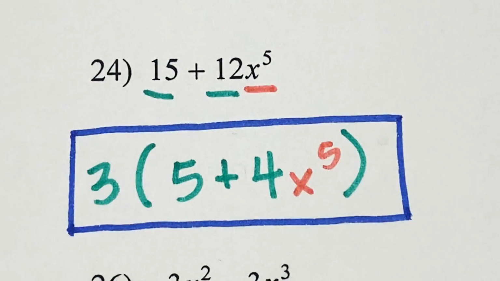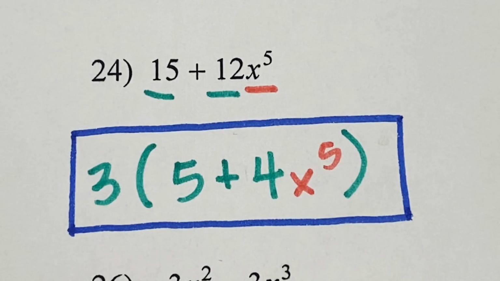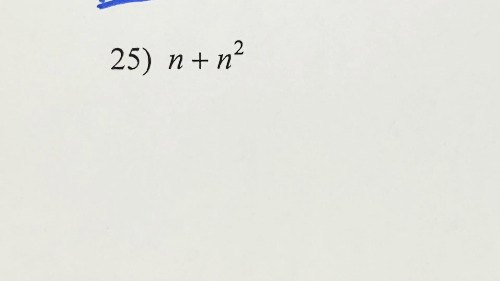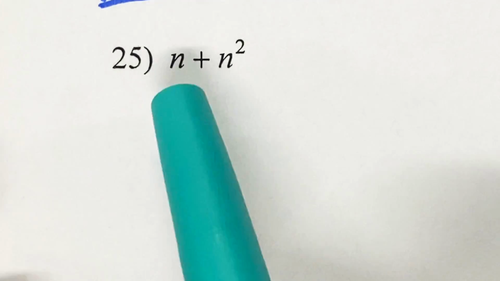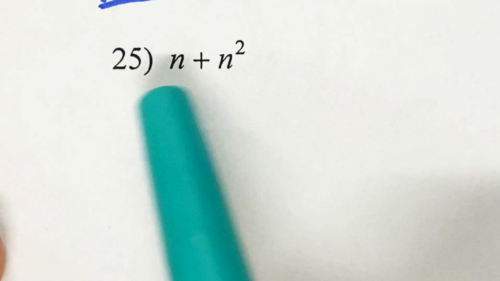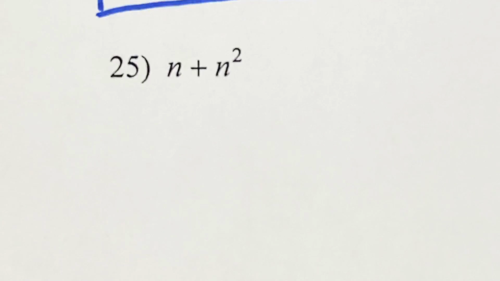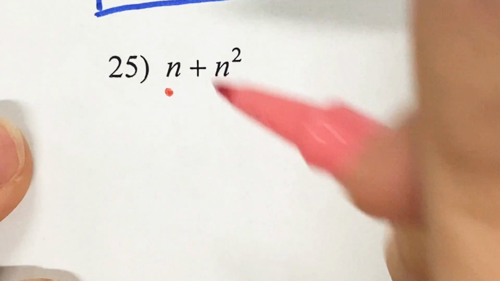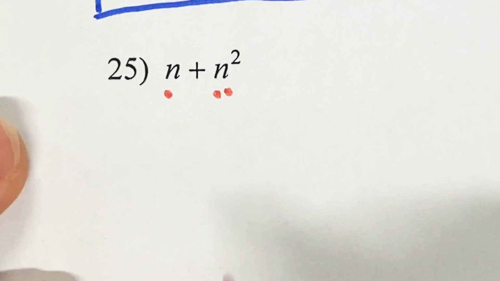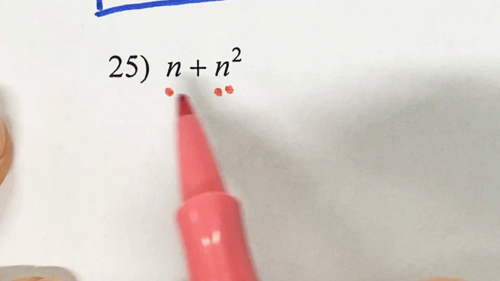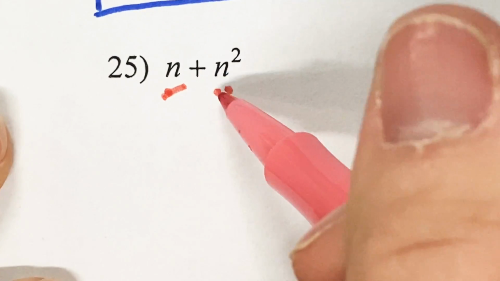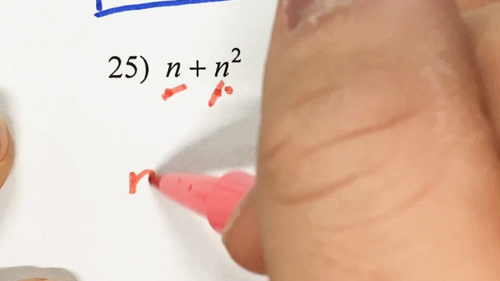Okay, let's look at 25. This one looks a little different. Do you see any numbers, any coefficients in front? No. So now we're just looking only at the variables. If this one has n, and this one has 2 n squared, how many do they both at least have? They both have the n, so we can factor out 1n.